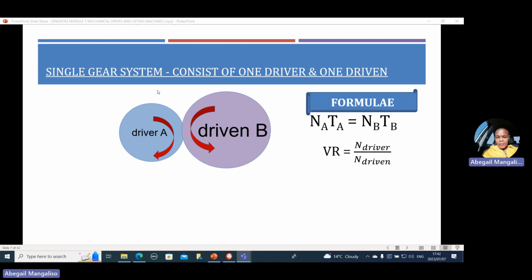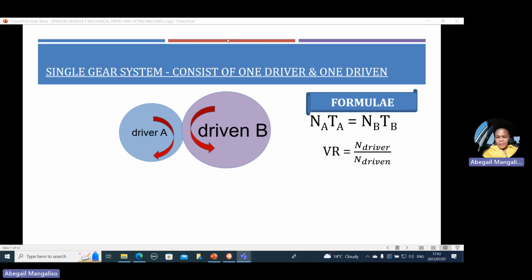The formula of a single gear system, when you have two gears that are in mesh, is NT, which is that the velocity is the same. T is the number of teeth, and N is the number of revolutions or rotational frequency. So NA is for the first gear, TA is the number of teeth of the same gear, equal to NB, the rotational frequency of the driven gear, multiplied by TB, the number of teeth of the second gear, which is the driven.